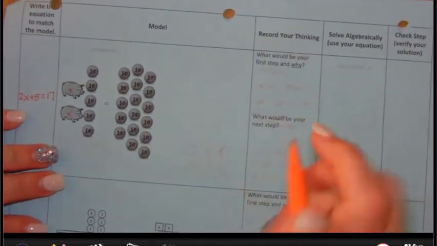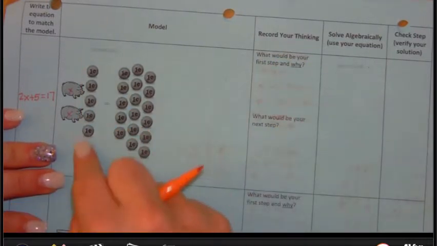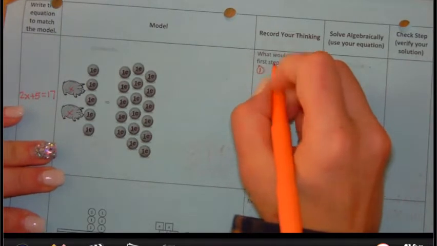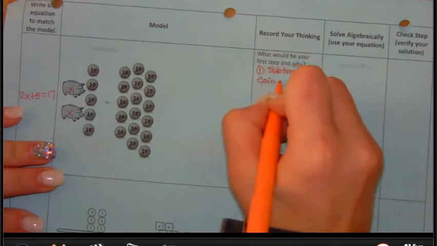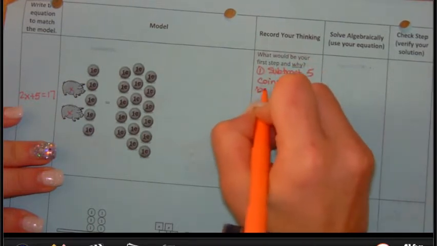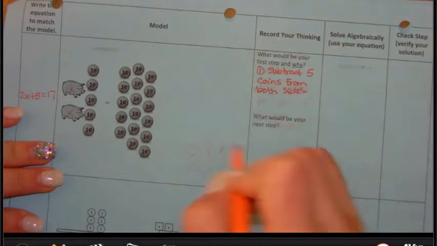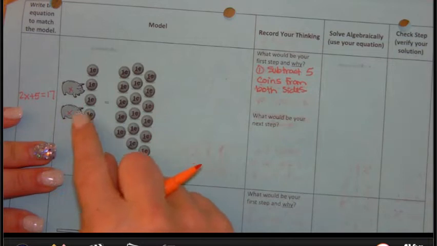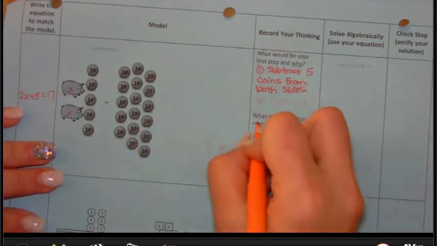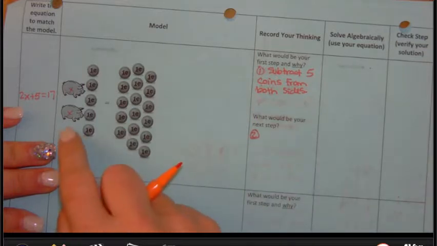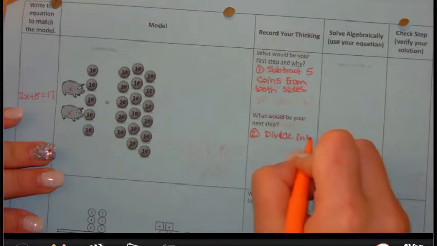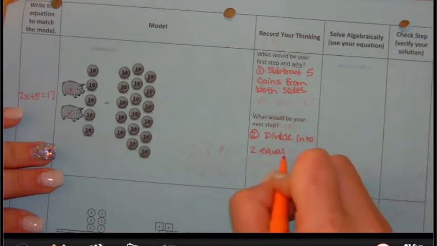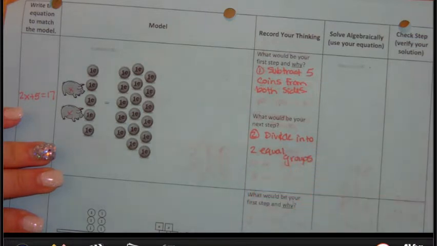Okay. All right. What would be your first step and why? Well, my first step here would be to subtract 5 coins from both sides. Okay, and why do I want to do this? I want to get piggies by themselves. Okay, my next step, once I've subtracted 5 from both sides, is to divide into 2 equal groups. Divide the remaining coins into 2 equal groups.